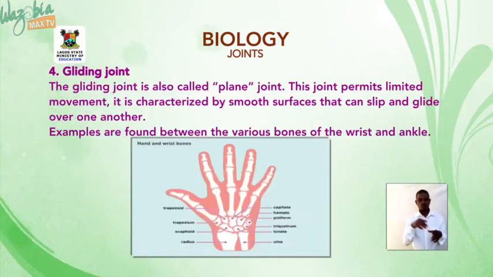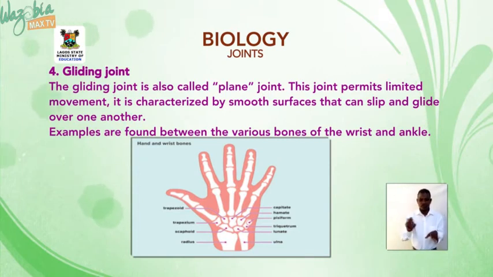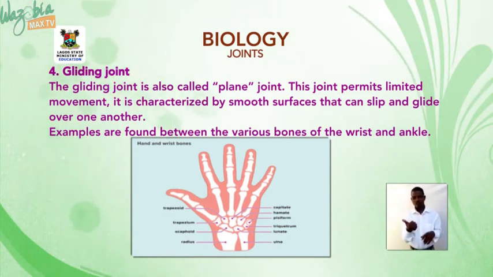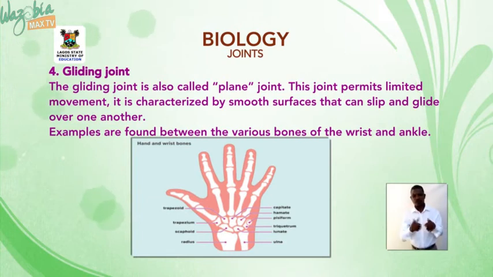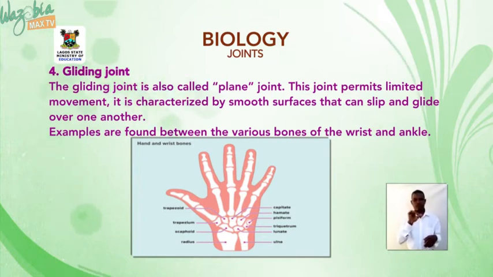Gliding joint. The gliding joint is also called plane joint. This joint permits limited movement. It is characterized by smooth surfaces that can slip or glide over one another. Examples are found between the various bones of the wrist and ankle.